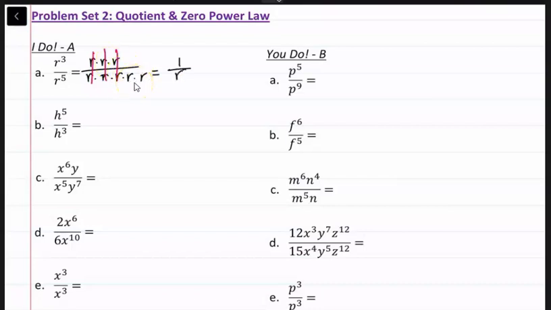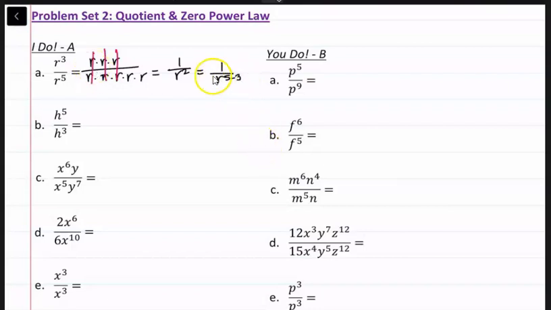r squared. Now the shortcut we could have taken was, first off, since our larger exponent is on the bottom, notice 5th power is larger than the 3rd power, my base is going to stay on the bottom, and I'm going to put the 1 on the other side. Then you just subtract, okay? You'll do 5 minus 3.